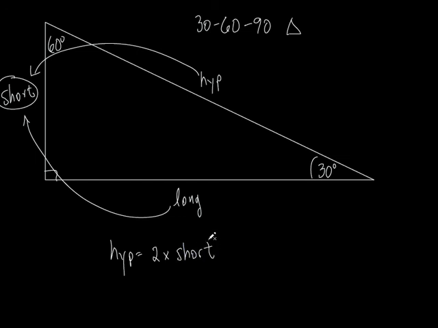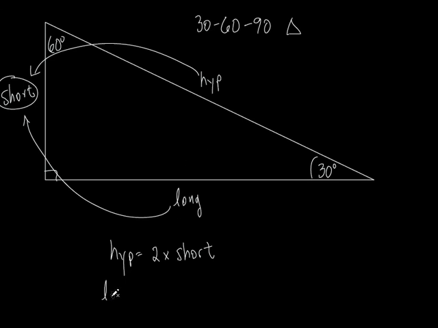Okay? I'm not going to go through any reasoning on why that's true. We could, but we're not going to in this course. So just remember that it's twice the short side. So that's one thing. I said there's going to be 2 things to remember because I got a hypotenuse and I have a long side.